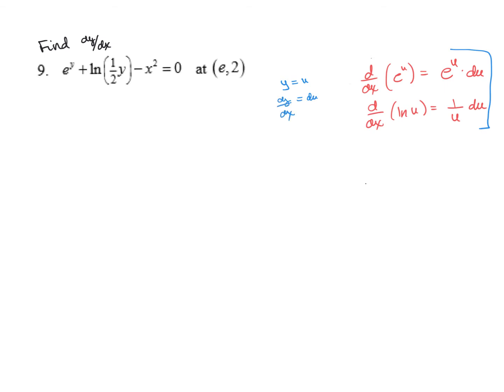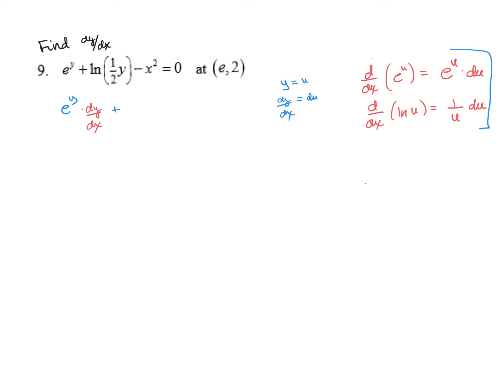So that's a little confusing. We're still kind of learning chain rule with implicit differentiation. So we're going to have e to the y, and we're going to multiply that by dy over dx, because that's the derivative of y with respect to x.